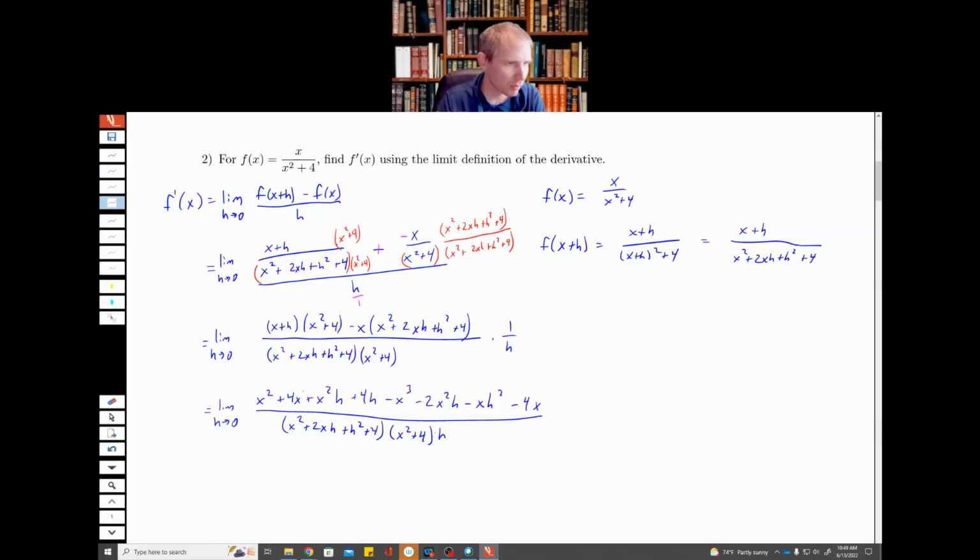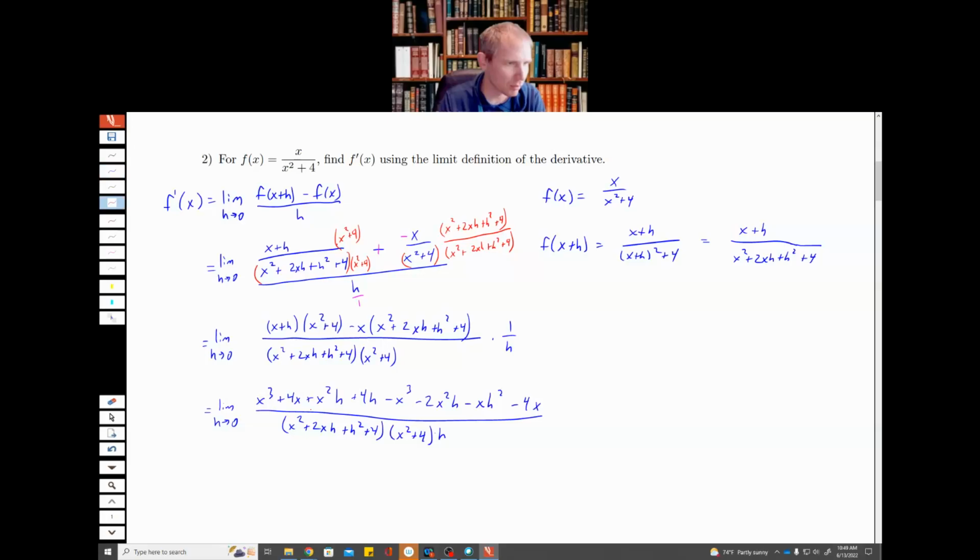Okay, now let's look for things that add to 0. So I have a mistake because x times x squared is x cubed, and I wrote x squared. Okay, it's easy to do, I guess.